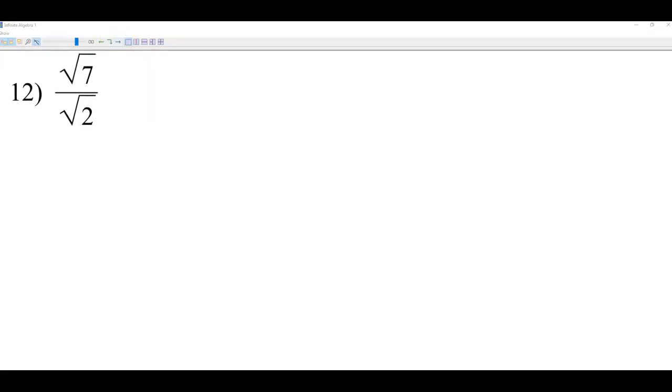Number 12 is a similar problem. I don't like the square root on the bottom, so I'm going to multiply the top and the bottom by the square root of 2. So now the bottom is just going to be normal 2. On the top, though, it's a little different than number 10, because this time we have 2 square roots being multiplied together, in which case you actually can multiply those numbers together now and get an actual 14.